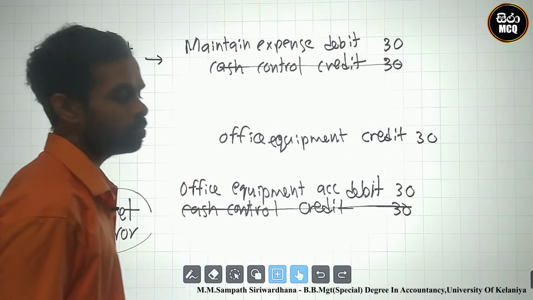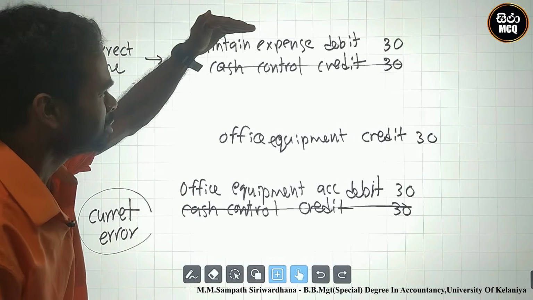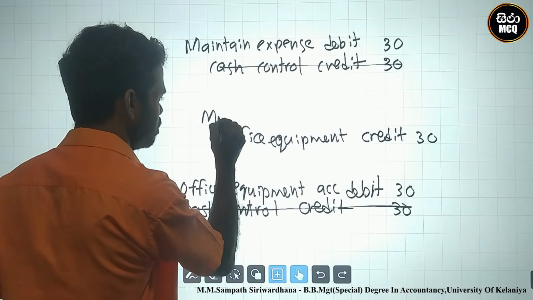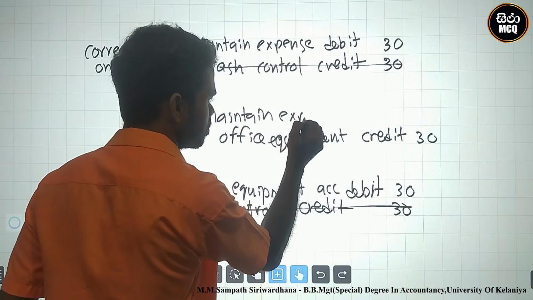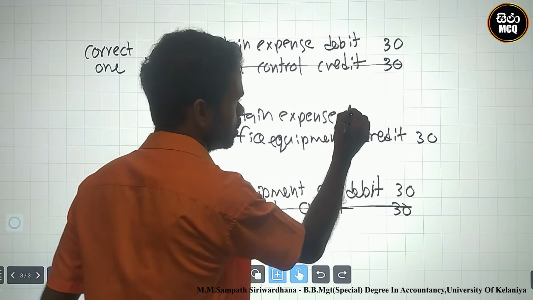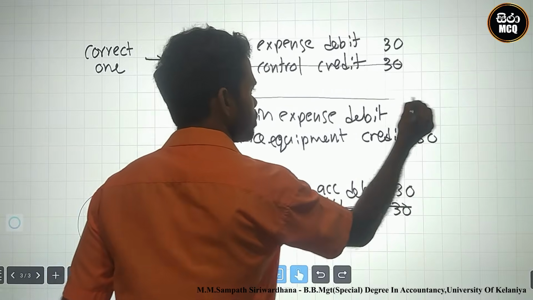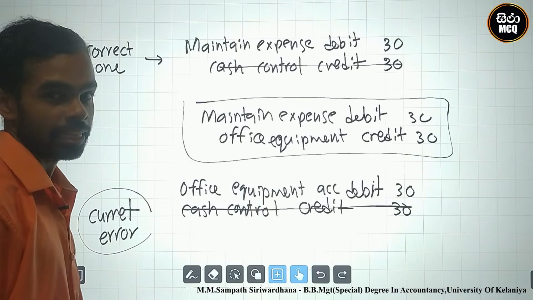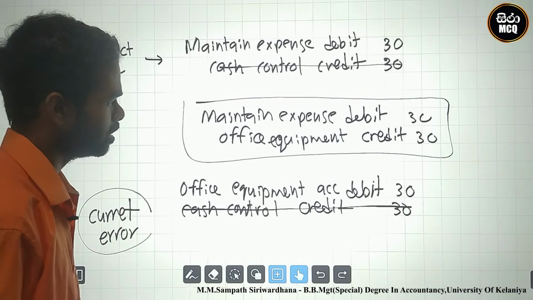30. Debit to the correct person. Normal: maintain expense debit 30. Okay, this is the error correction double entry.